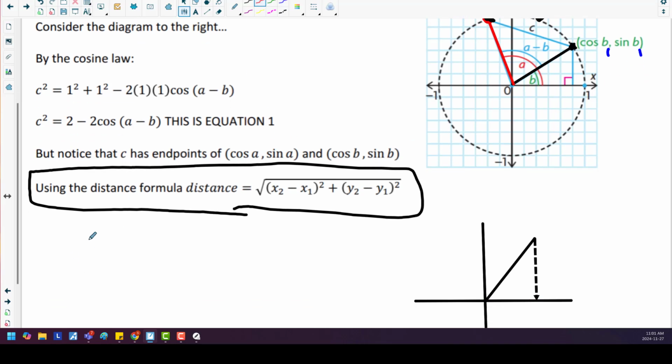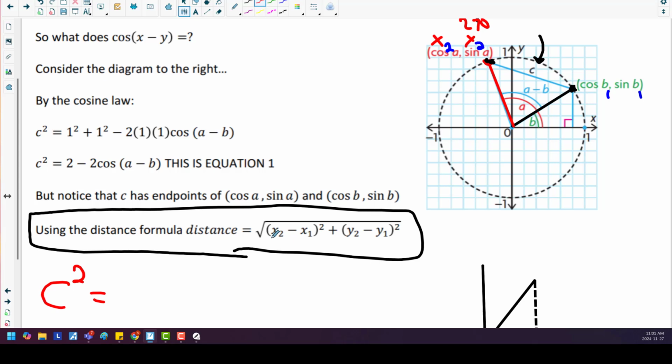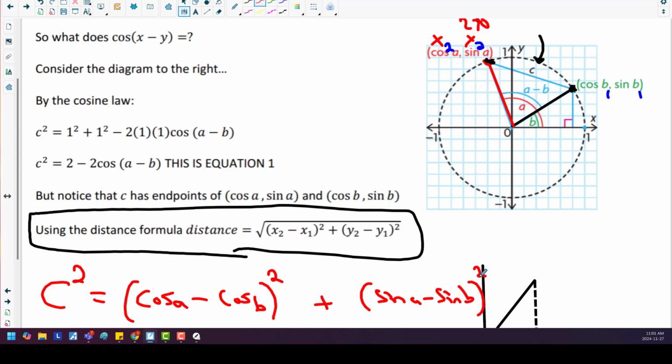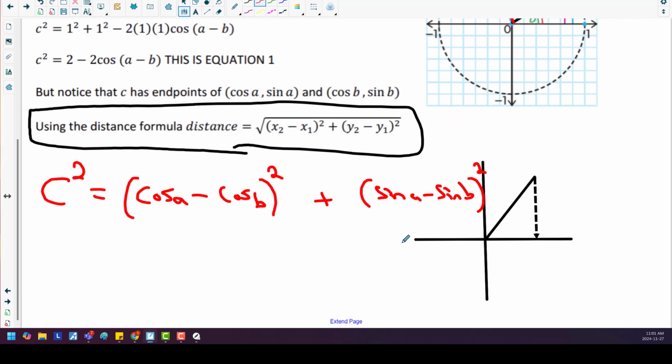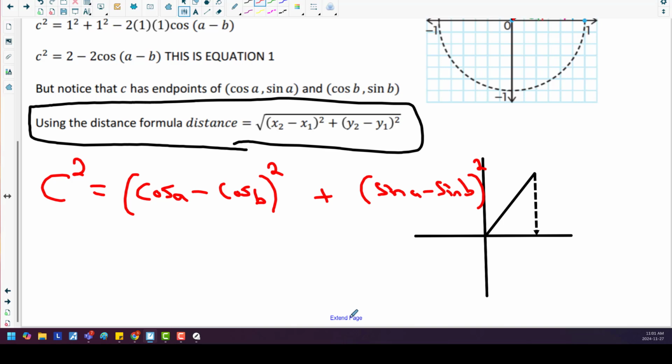So we're going to have c squared is equal to x2, which is cos A, minus cos B. Remember, these are just your x values, squared, plus sine A minus sine B squared. And this square root sign, what I've done is I've taken it over to the other side of the equal sign. So instead of c equals the square root of all this, I just took the square root to this side, and it's now c squared. So c squared is equal to this distance formula, and we can simplify and expand it.